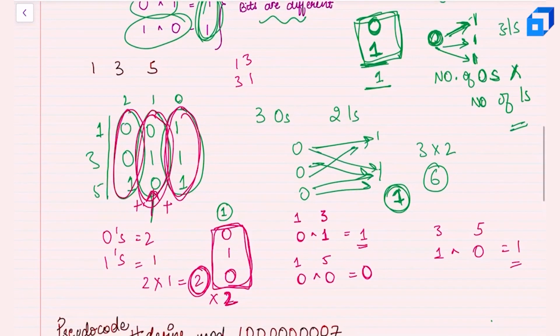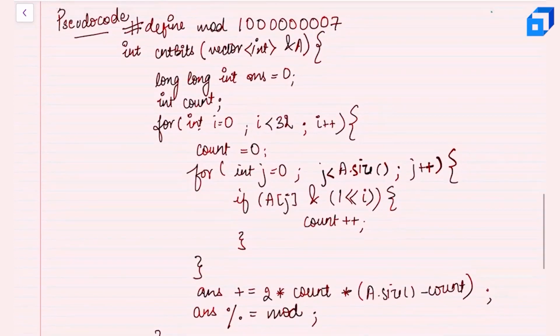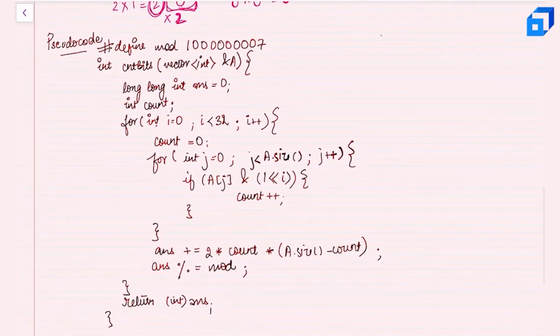So let's see the pseudocode for this. Pseudocode goes something like this. I have defined my mod, because I have to take the answer modulo this at the end. I'm given an array A, which will have the numbers that I have to find the Hamming distance for. Initially my answer is 0. Now I have kept a count for counting the number of zeros and number of ones, right? So here I have a count variable. I will traverse all the bit positions. I am considering here that my integer is 32 bit, so I will be iterating over all the 32 bits, right?